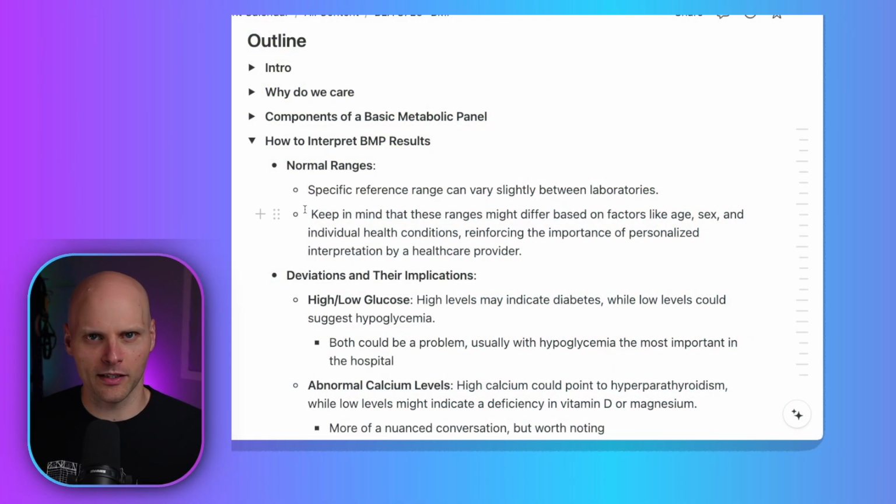And so overall, those are the general components of the BMP. Not too crazy, not a whole lot, but there's enough where it's kind of confusing. There's quite a few things. And so next I want to move on to how to interpret the BMP results.